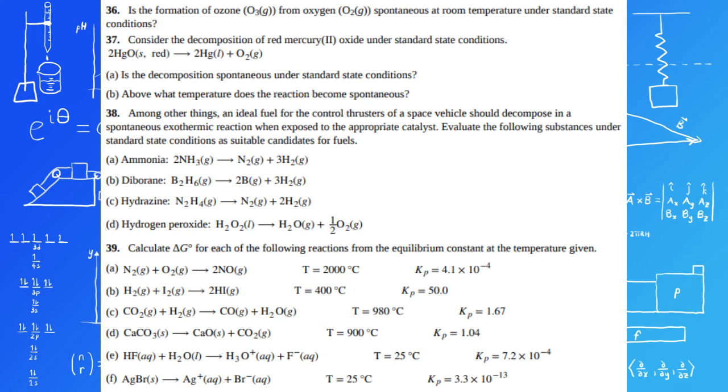Okay, 39. Calculate delta G standard for each of the following reactions from the equilibrium constant at the temperature given. Okay, this we haven't done yet. Let's take a couple of these. So it doesn't matter if it's a Kp or a Kc. They will give you the appropriate K for the delta G that they want, or the appropriate delta G for the type of K that they want.